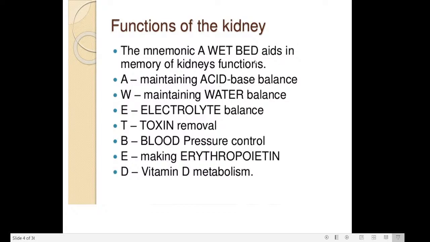It's a short form. The short form is WET BED. W is acid, A means acid, B is water balance, T is toxic removal, and E is electrolyte balance. B means blood pressure control. This is erythropoietin making, and they are providing the development. In that substance the erythropoietin comes under that, and vitamin D metabolism. These are all the functions of WET BED.